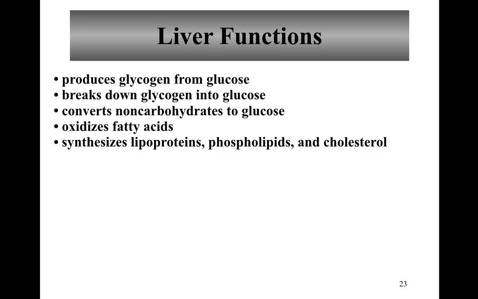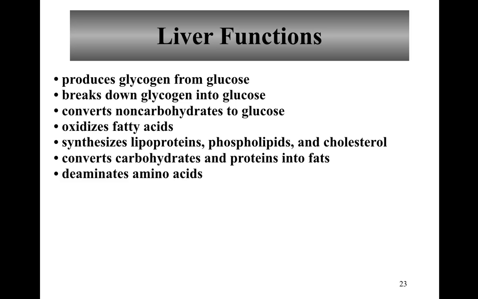Synthesizing lipoproteins, phospholipids, and cholesterol, which are important parts of cell membranes. Converting carbohydrates and proteins into fat. When we have excess carbohydrates and proteins or sugars, they can be stored as fats. Deaminating amino acids, which is important for using proteins as a last resort for energy for cells. Forming urea, the waste product of protein breakdown, which is one of the main components of urine, which we have to get rid of. We'll talk about that later.